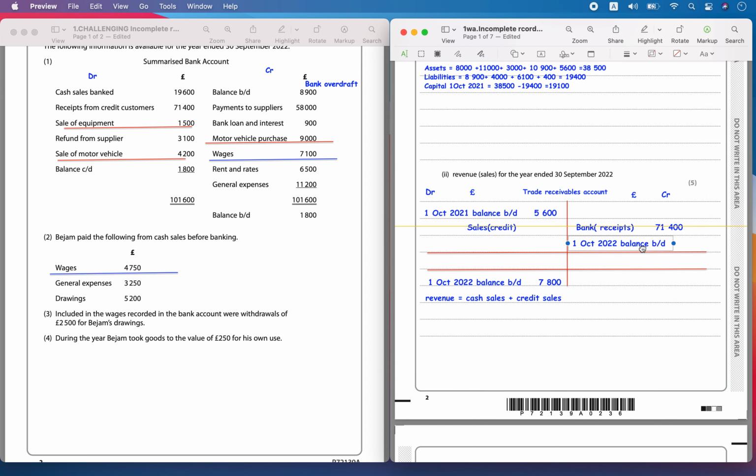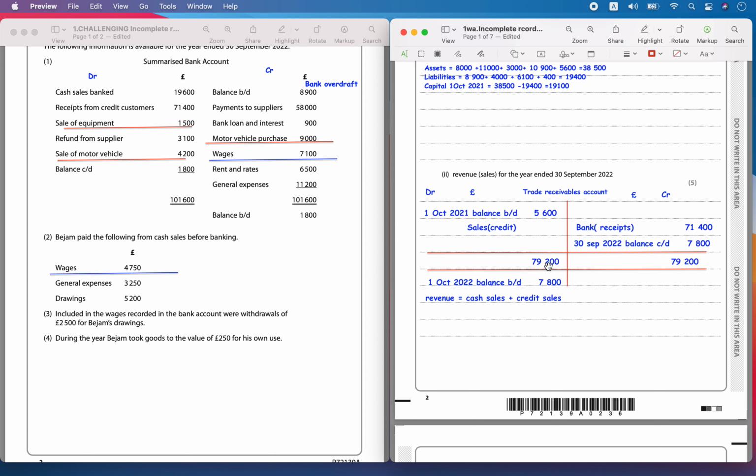Because there is a balance brought down, we know that on 30th September 2022, the balance carried down is also equal to 7800. So now we have to adjust both and try to calculate the value of sales. So 71,400 plus 7,800 would be equal to 79,200. So 79,200 is the total value.